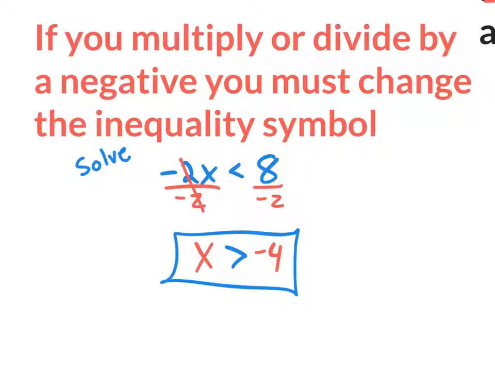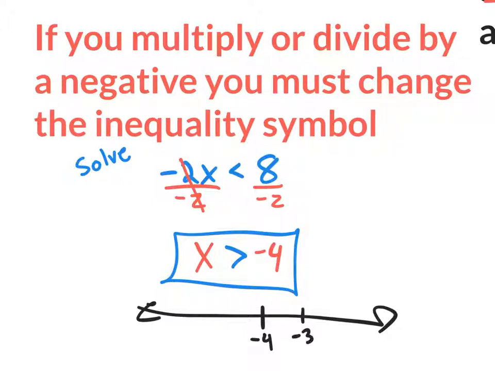Now, in addition to solving it, right there we solved it. Now we need to do a quick number line. And you guys, it's as easy as this. Draw a line, put the -4 right in the middle. Maybe fill in a couple more. And as you go to the left, it gets less, which means more negative, if that makes sense.